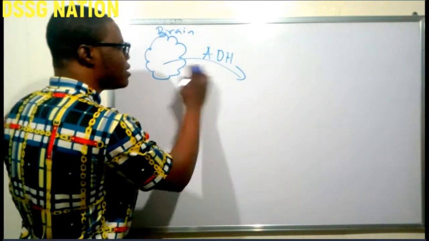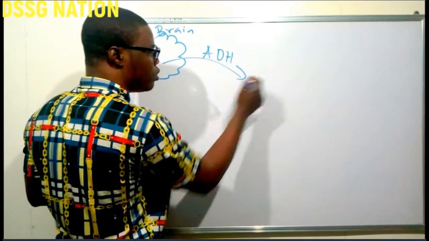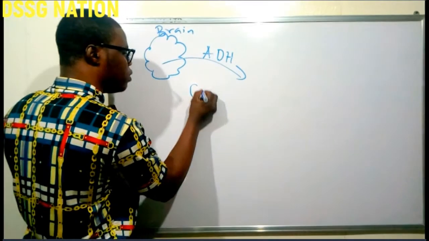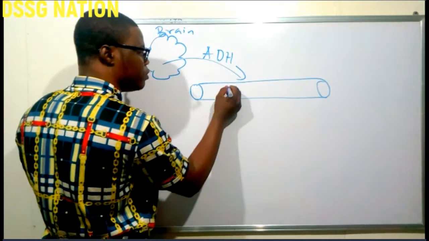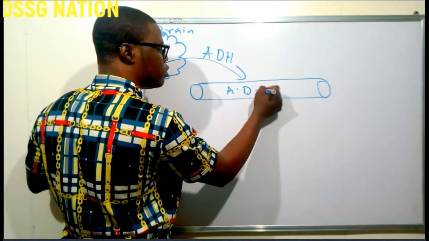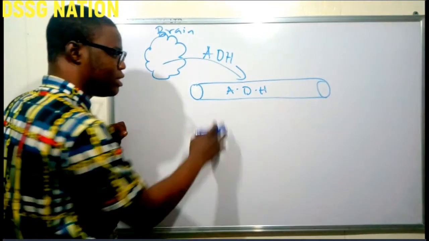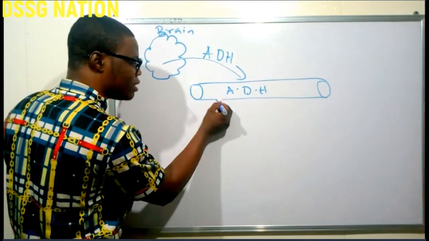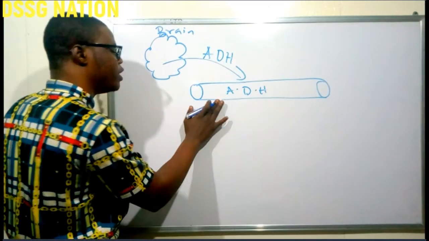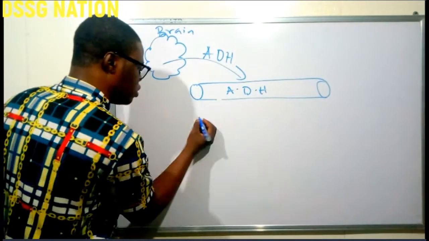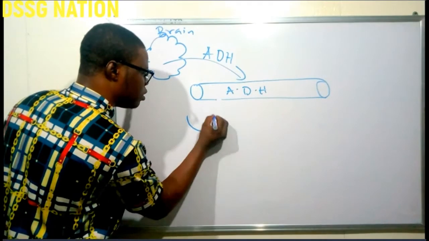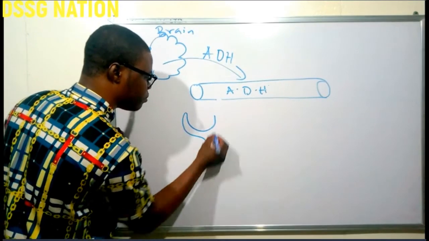Now, where is it going to act? It is secreted into the bloodstream. So the ADH is now in the blood, and it is going to be directed into a unit of the kidney, which is called the nephron. So your nephron looks like this.